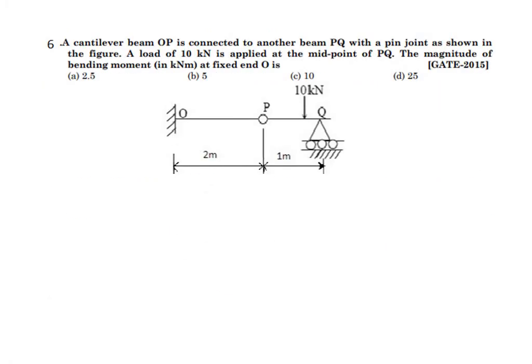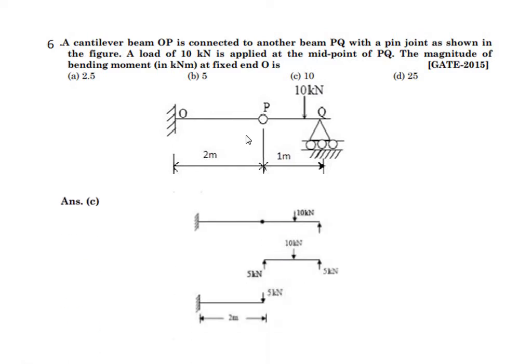Let's look at the next problem. A cantilever beam OP is connected to another beam PQ with a pin joint as shown in the figure. A load of 10 kN is applied at the midpoint of PQ. The magnitude of bending moment in kilonewton meter at the fixed end O is. What is the bending moment here? That is the question, right. If you have a hinged point here, now you have to solve it as two separate beams.